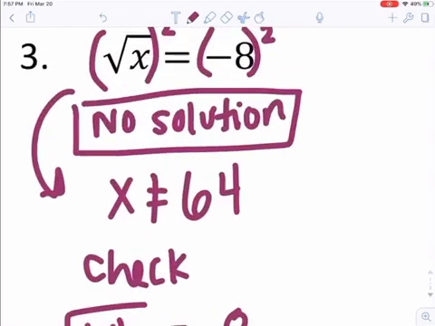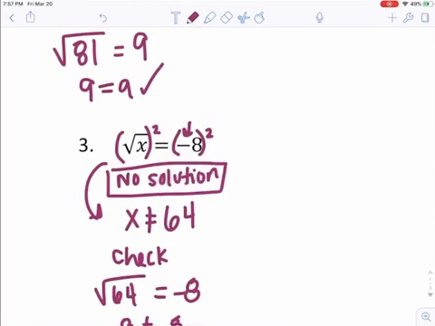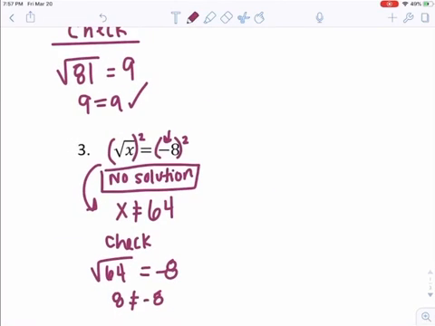So like I said, you could kind of use that trick and say, oh, well, my even radical that's isolated is equal to a negative number, so I could go ahead and say no solution right away. Okay, either way works. I like shortcuts, so I would use the shortcut rather than having to go through and check.